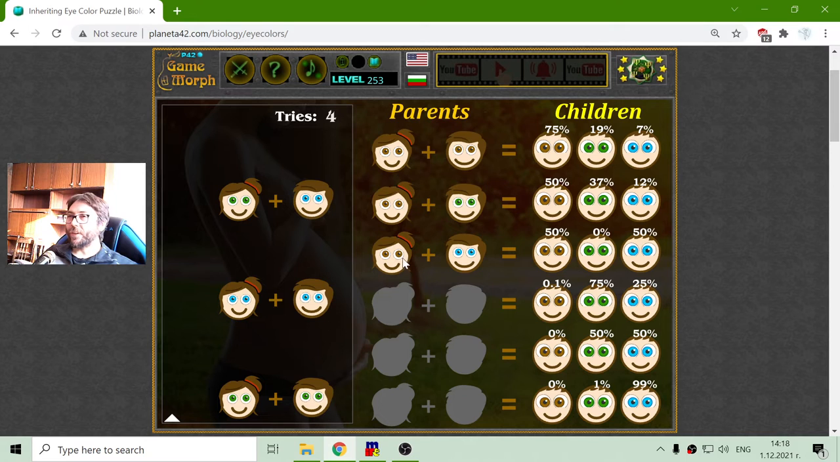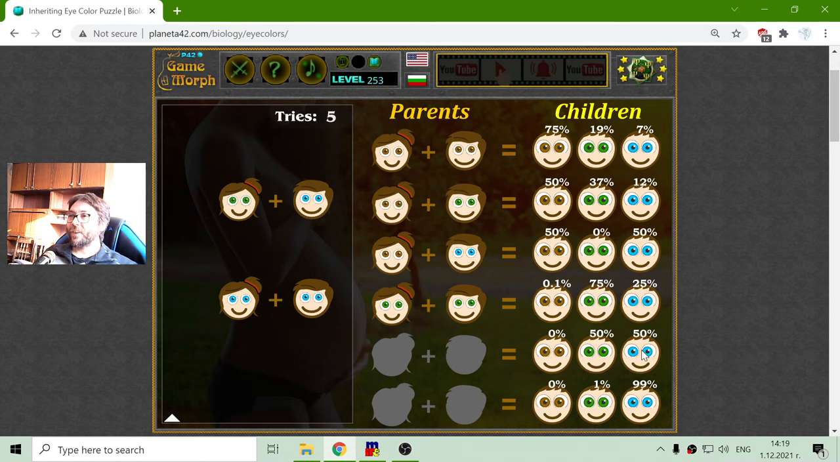Okay, so I completed the brown eyes. Now let's see the next variant. This is 75% green eyes, 25% blue eyes, and almost impossible, but with a slight chance to get brown eyes. That should be green and green. Yes. So if we have green-eyed parents, it is very probable to get green-eyed offspring.